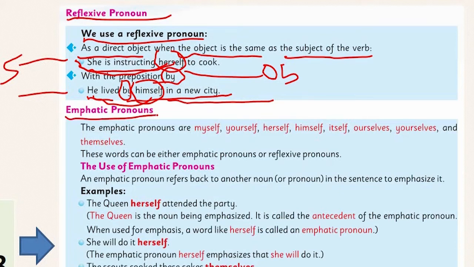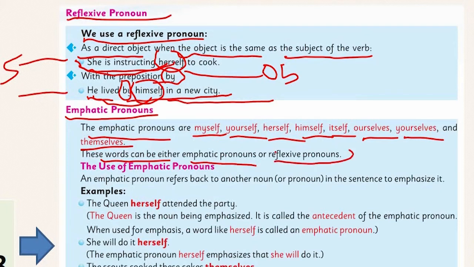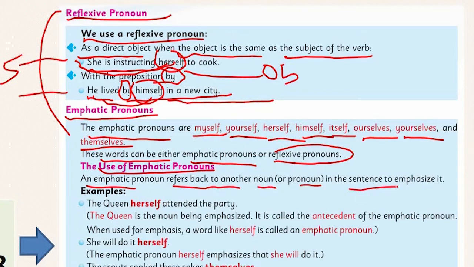The emphatic pronouns are myself, yourself, herself, himself, itself, ourselves, yourselves and themselves. These words can be either emphatic pronouns or reflexive pronouns. These are the same, emphatic and reflexive. The use of emphatic pronouns: an emphatic pronoun refers back to another noun or pronoun in the sentence to emphasize it. The example is: The queen herself attended the party.